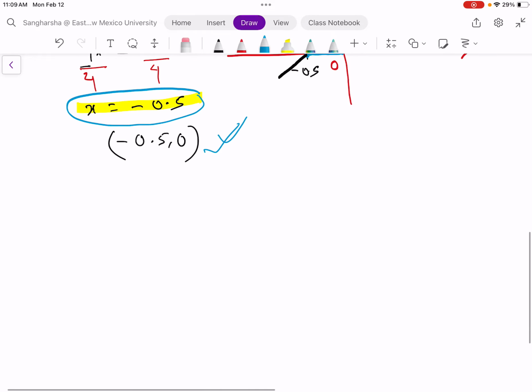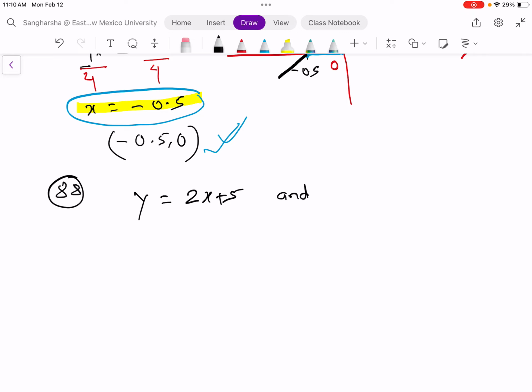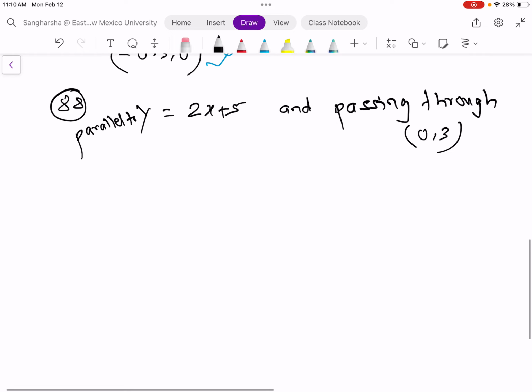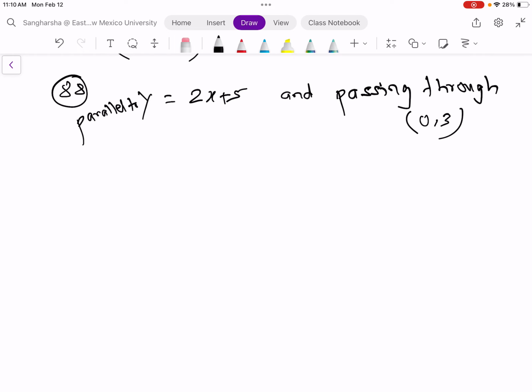Okay, the next is number 88, okay? So we need to find the equation of a line here. The line is parallel to y equals 2x plus 5, which is given to us, and passing through (0, 3). We need to find the equation of a line which is parallel to this line and passing through (0, 3). So here, we need to find the equation of this line.